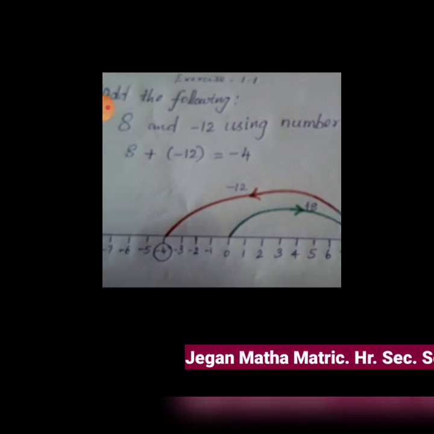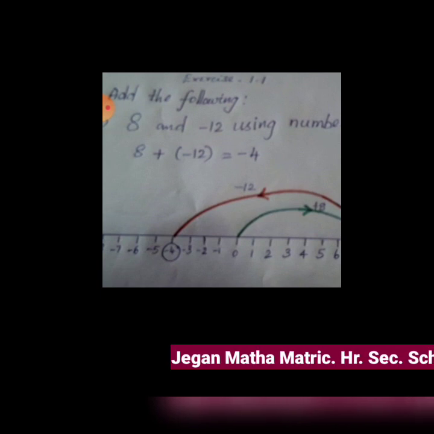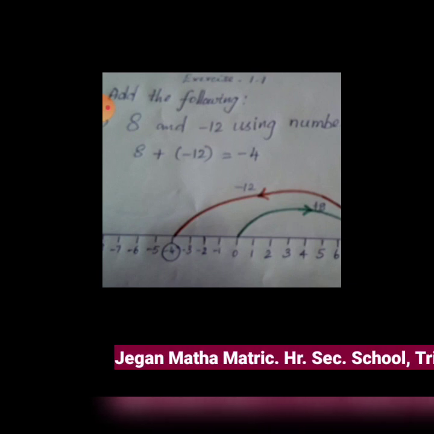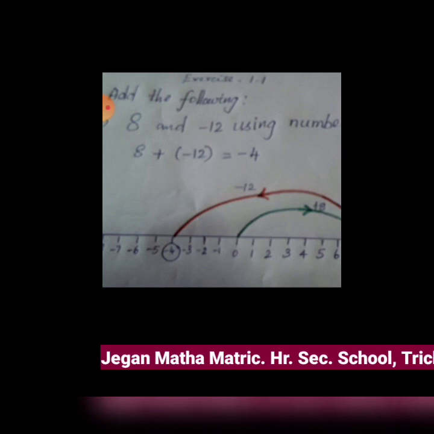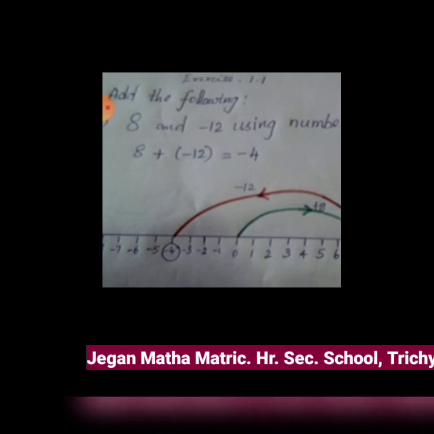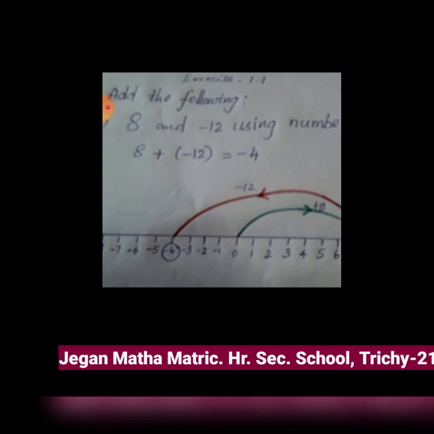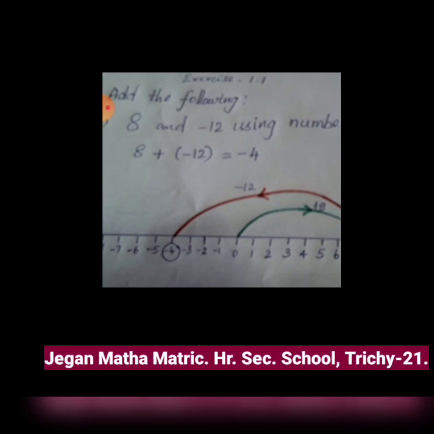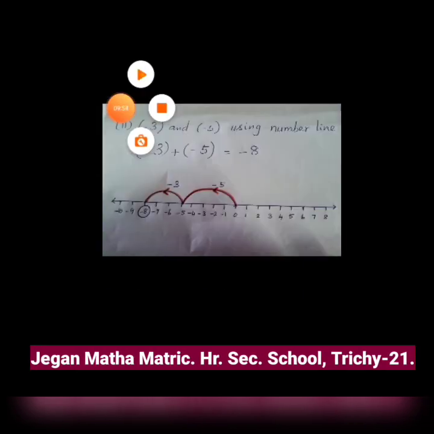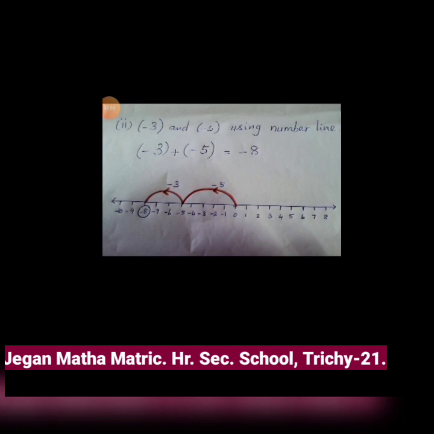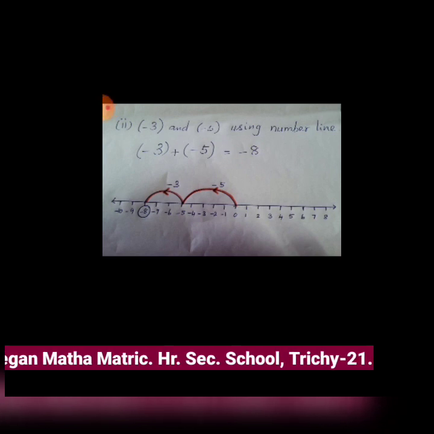Here 8 and 12 have different signs. So the sum will be the difference between 8 and 12. The difference between 8 and 12 is 4. 4 takes the greater number's sign. So the answer is minus 4. The next question is minus 3 is added with minus 5 using number line.